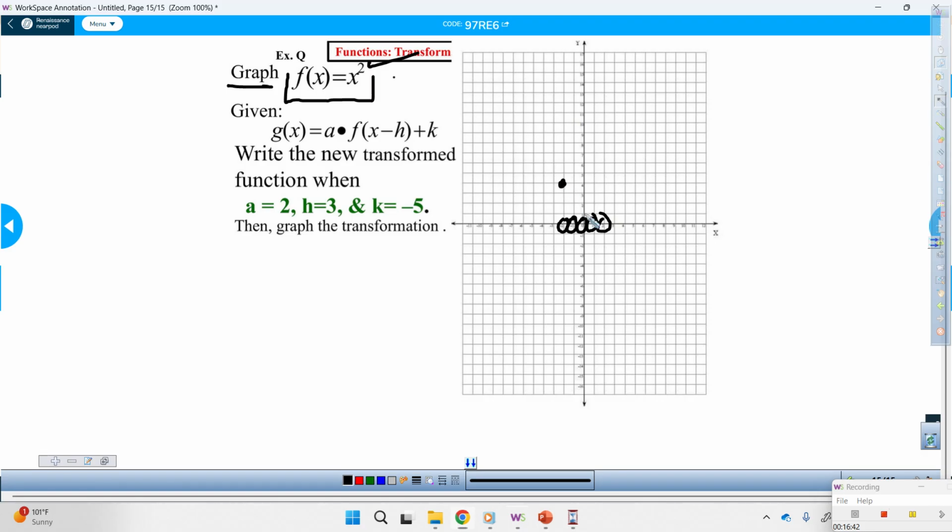What is -2 squared? -2 squared is +4. Plot your points. Next, what is the next value? -1. What is -1 squared? 1. Next, what is 0 squared? 0. 1 squared, 1. 2 squared, 4. And we label that f of x.